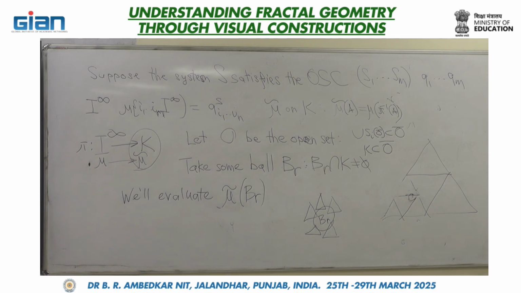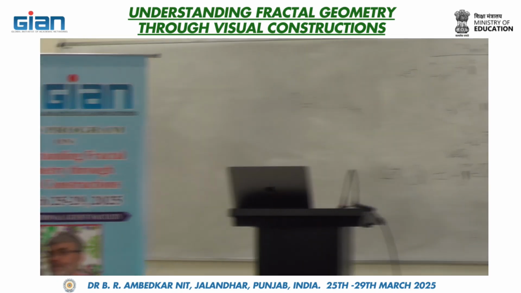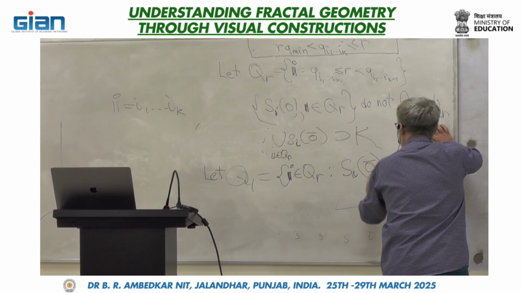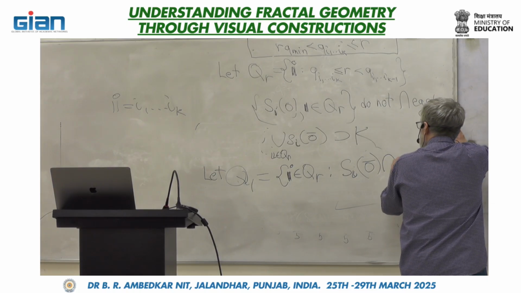a special subset. I don't remember what notation I used. It will be Q1. Let Q1 be the set of such multi-indices in QR such that Si of the closure of O intersects BR.